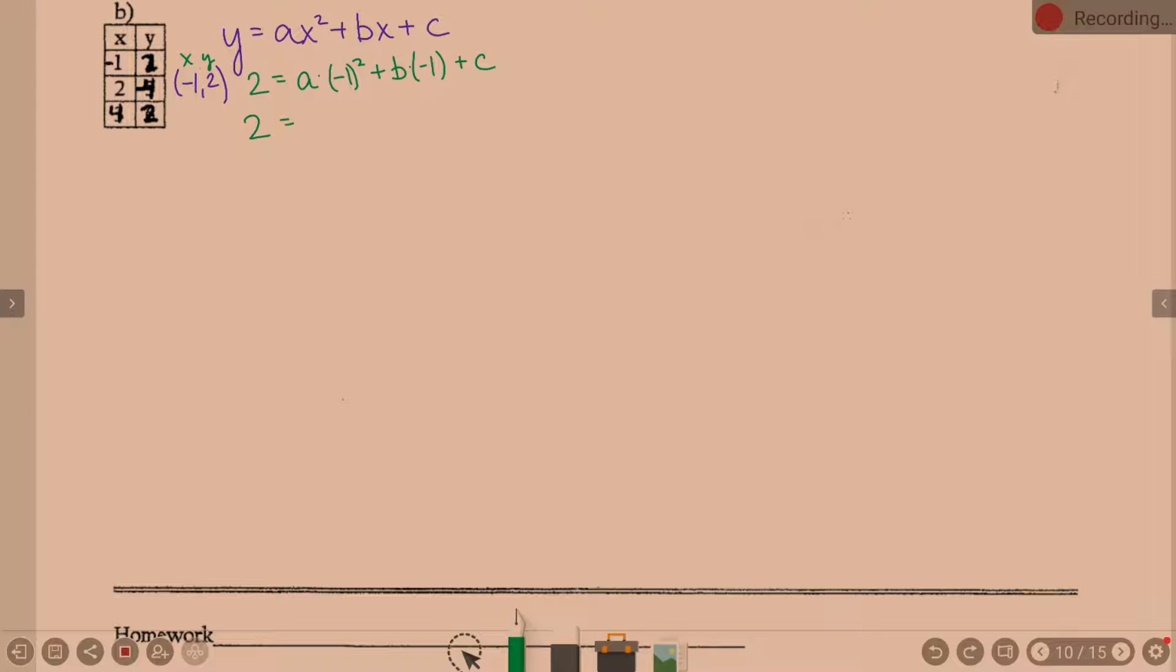2 equals, what's negative 1 squared? Negative 1 times negative 1 is positive 1 times a. It's 1a, or what I'm just going to say is a. b times negative 1? Minus b. Minus 1b, or minus b, and then plus c. Okay. When I rewrite all three equations together, number them, this will be equation 1.